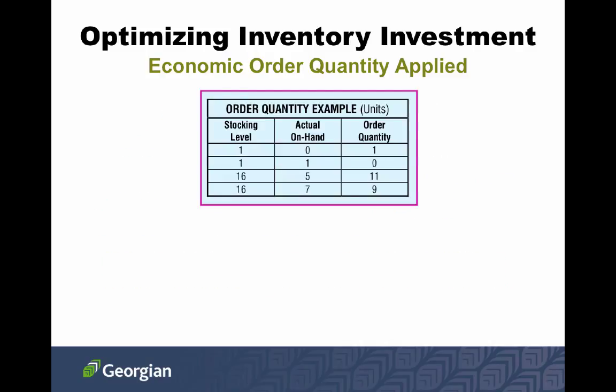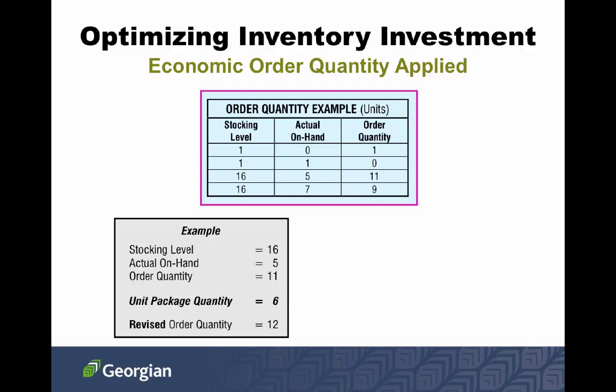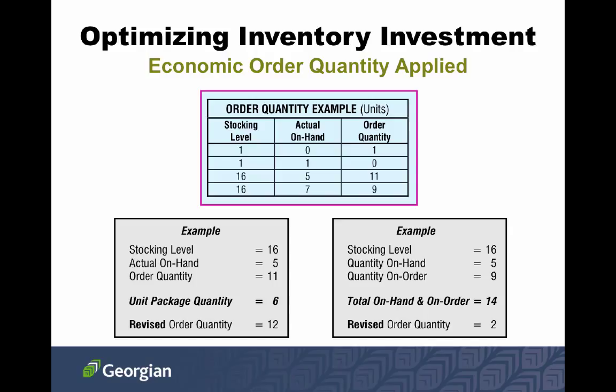Now, I'll continue with this discussion of economic order quantity applied, and there's really three tables, so let me put all three of them up because I'm trying to illustrate something. These examples are clearly not rocket science, but emphasize some often overlooked constraints. Let's say it's obvious: if I have a stocking level of 1, nothing on hand, I need to order 1. If I have a stocking level of 1 and I have 1 in inventory, I need nothing. With a stocking level of 16 and my actual on hand is 5, I need to order 11.